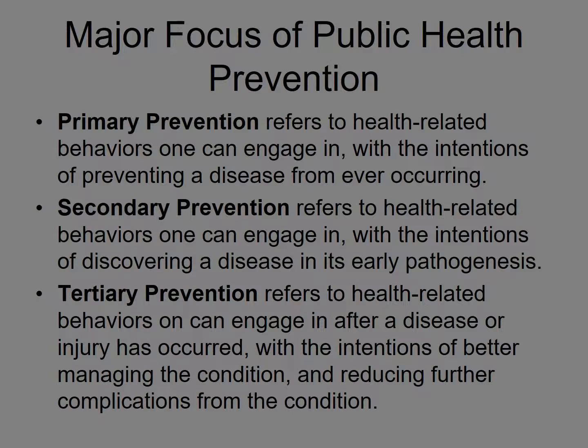So if we were thinking about obesity prevention, primary prevention would be doing a program on healthy eating and physical activity targeting kids in all schools. So every single child is involved in this intervention to eat healthy and get more physical activity, because we want to prevent kids from being overweight or obese, especially as adults.